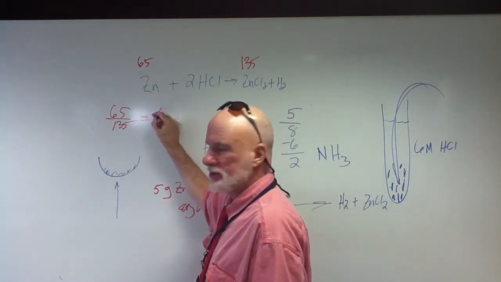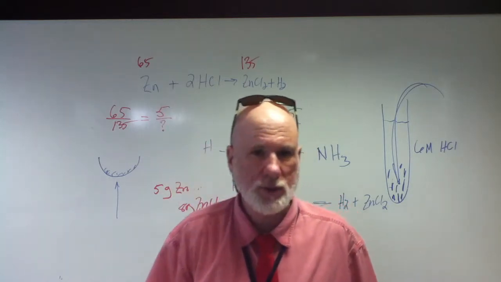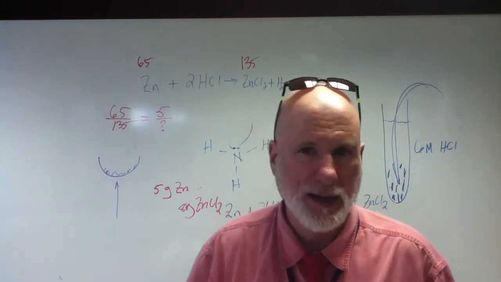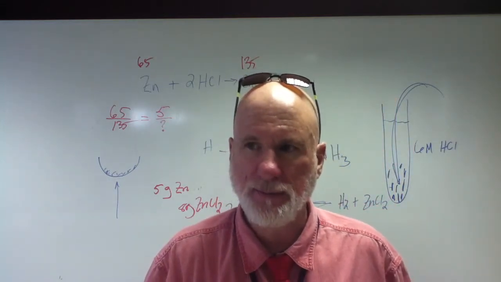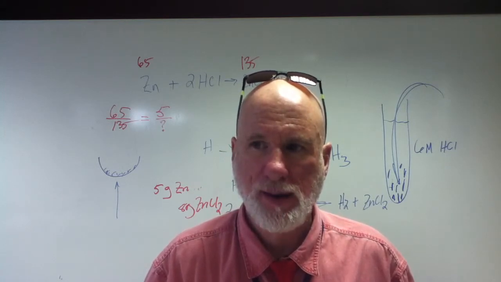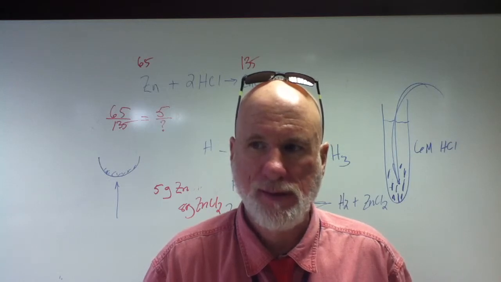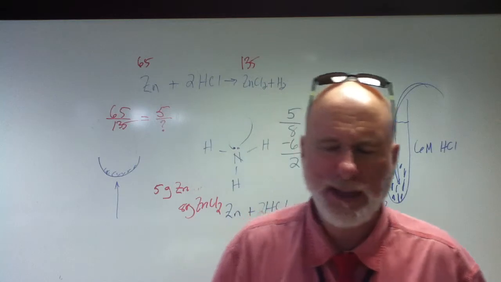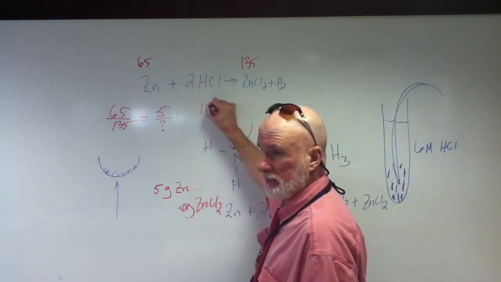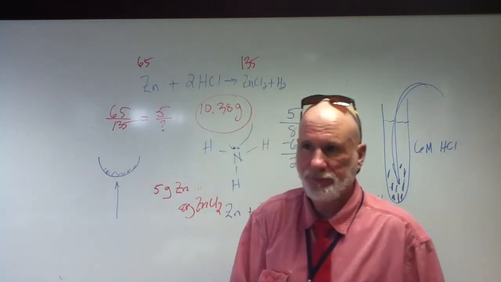You don't remember your stoichiometry? What's the question mark? 5 times 135 divided by 65 is what? Nine point something. 10.3. I'm sorry, 10 point something. What is it? 10.38. That's what I should have gotten.